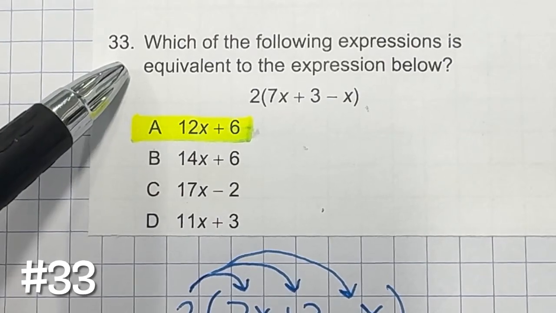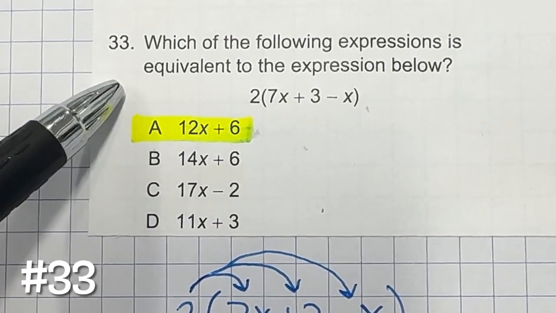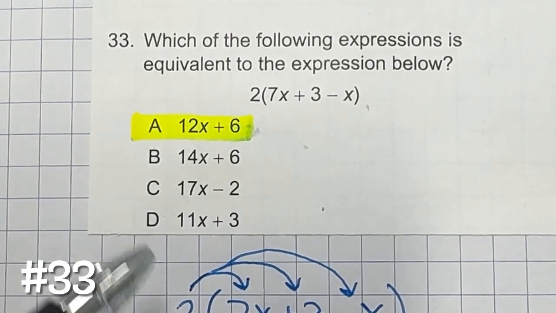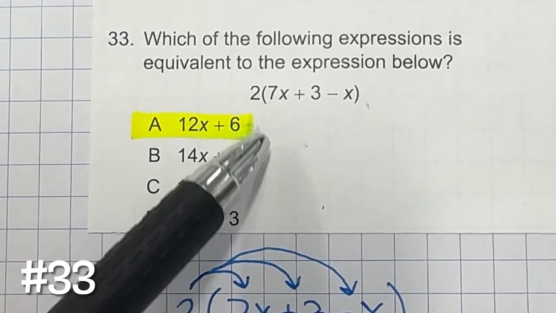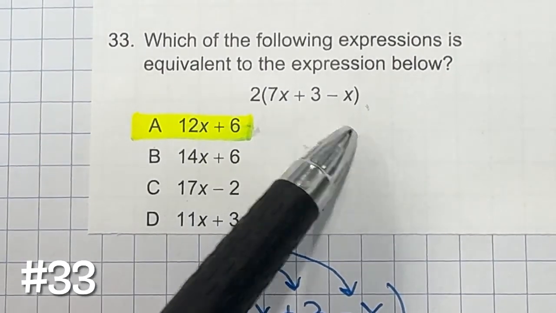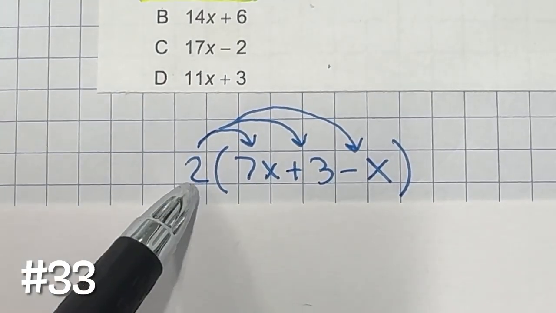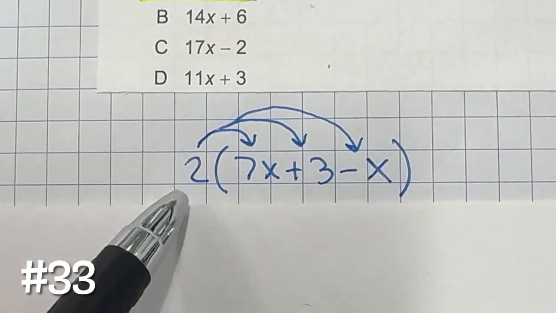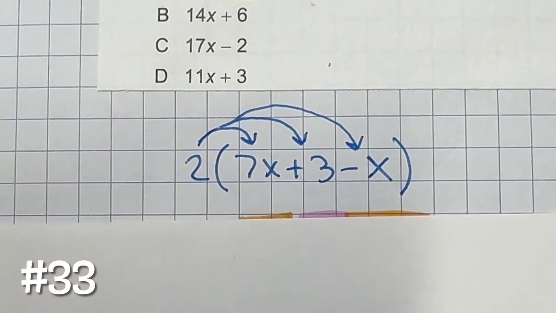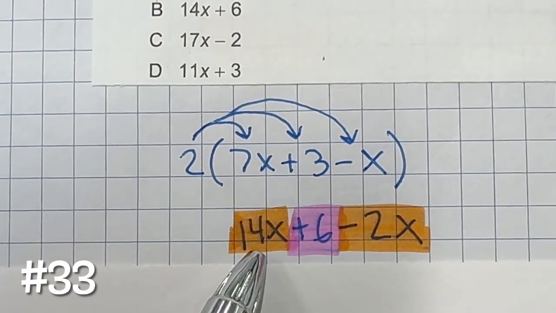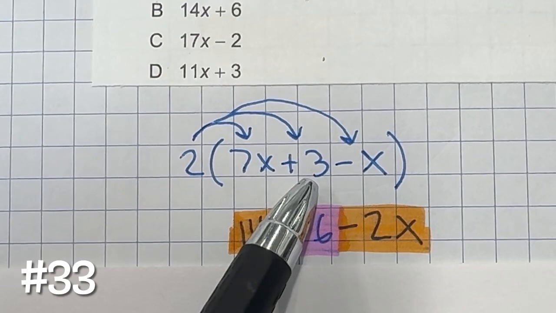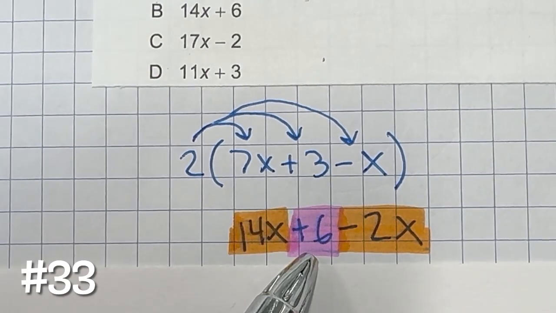Number 33, which of the following expressions is equivalent to the expression below? So we have 2 multiplied by the quantity of 7x plus 3 minus x. So this is distributive property. So we're first going to distribute to the first term. 2 multiplied by 7x equals 14x. 2 multiplied by 3, positive 3, is positive 6.